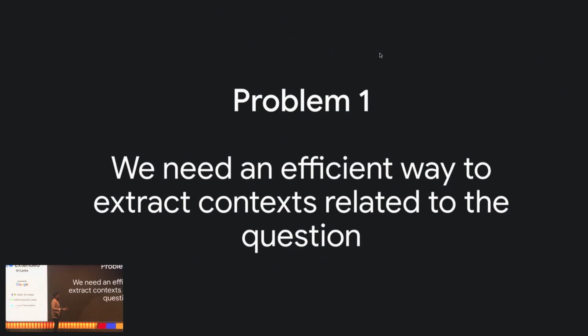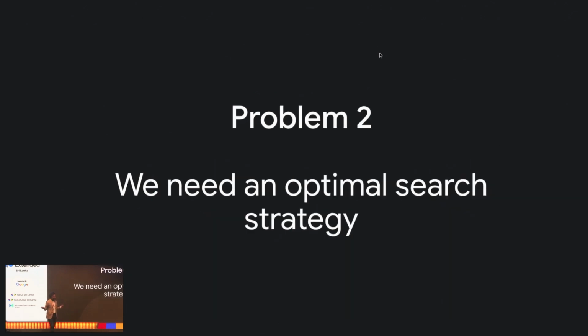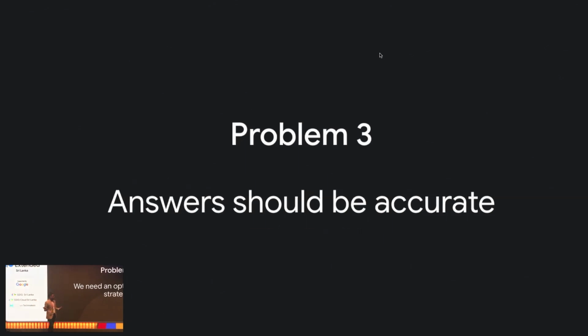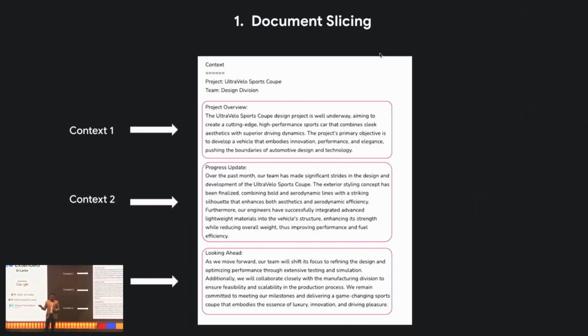So if we simply break this problem down, one is we need an efficient way to extract context related to the question. Right? That's problem number one. Problem two, we need an optimal search strategy here. We need to make sure that we search through these millions of documents in an efficient and effective way. Third, simple but very important, the answers should be accurate. So how do we go about this, right?